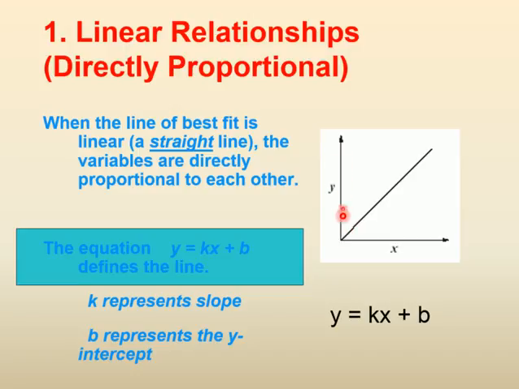But what I want to point out to you is as x gets bigger, so does y. As x goes up 1, y goes up 1. As x goes up 2, y goes up 2. As x goes up 3, y goes up 3. And so whatever change happens to x, the exact same change happens to y. That's a direct relationship. Whatever happens to one happens to the other.